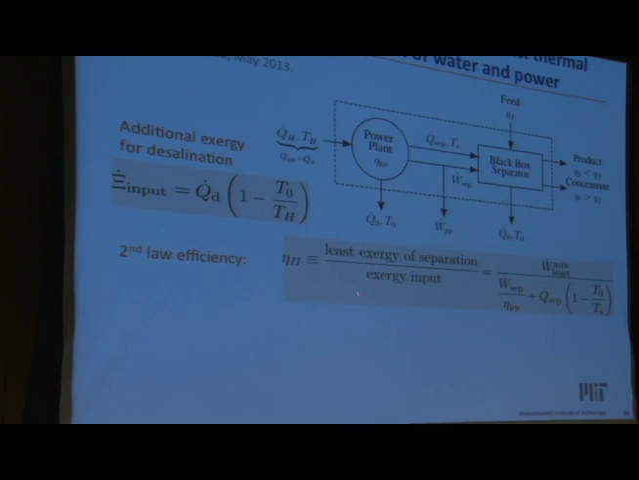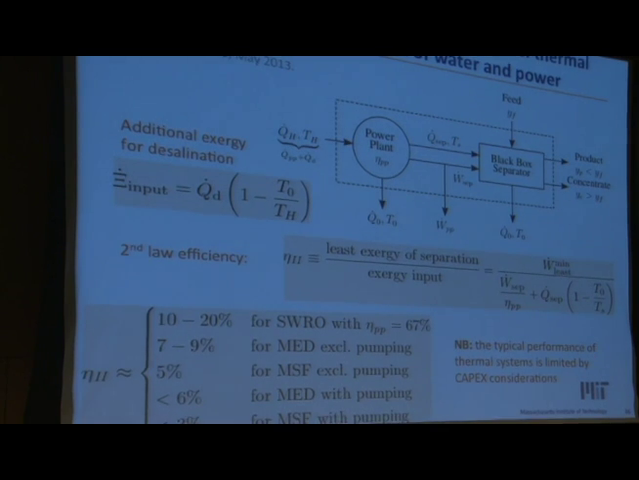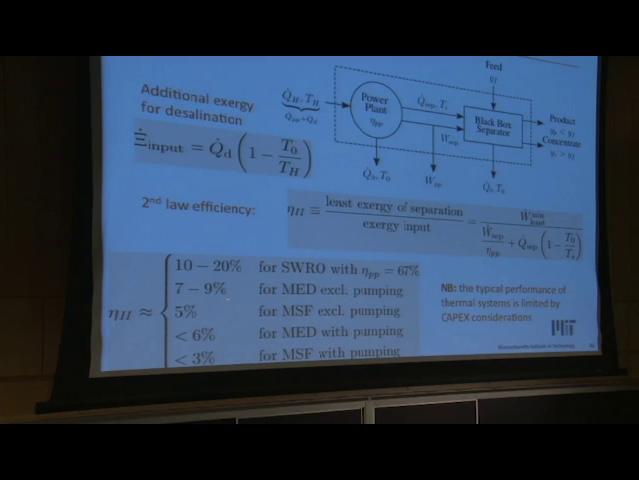And if I write out the numbers and do some calculations I won't bore you with, you've got the work that you put into the desalination plant divided by the efficiency of the power plant now, or the heat that you put in relative to some temperatures that are appropriate to the process. When I do these computations, here is what I find. Relative to primary energy, seawater reverse osmosis with a combined cycle power plant at 67% efficiency, that's a really good plant, has 10 to 20% overall second law efficiency for separation.